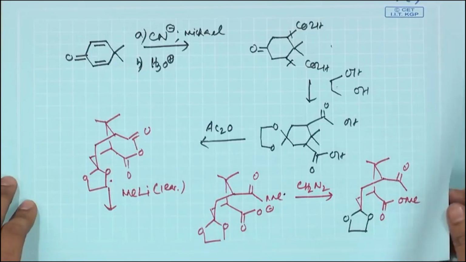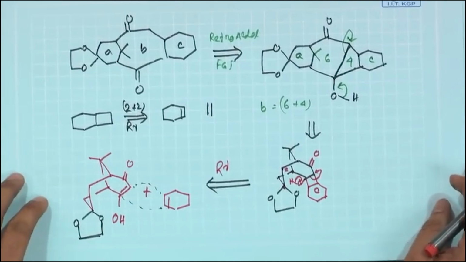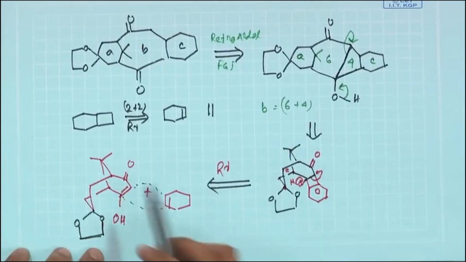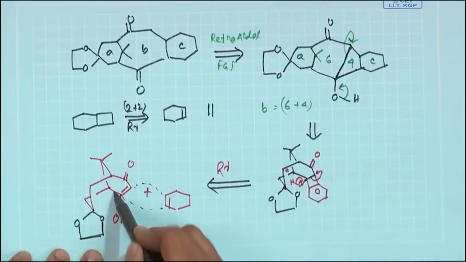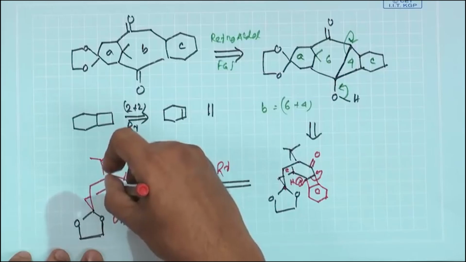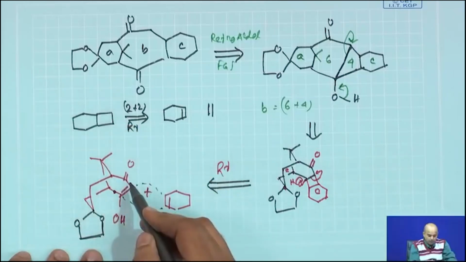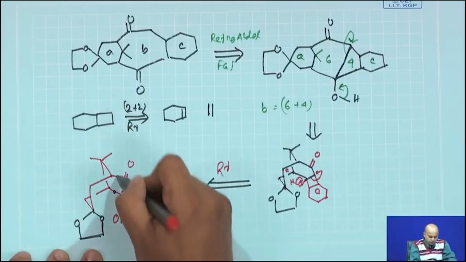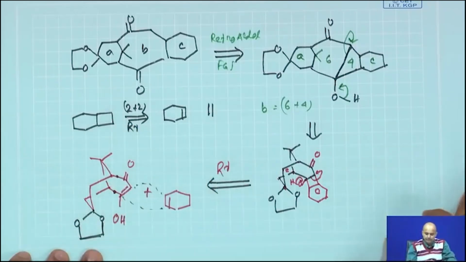So, this is also an exo-endo mode of disconnection, once you think about this compound. These particular rings are exo to 1 ring, endo to another ring. This is exo to 1 ring, endo to 1 ring.